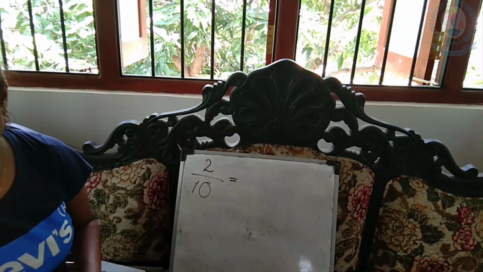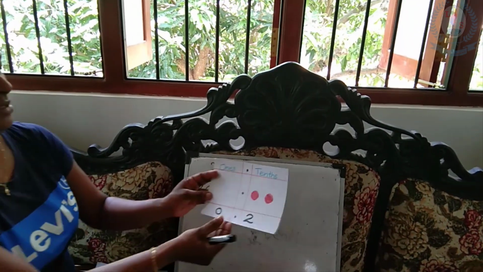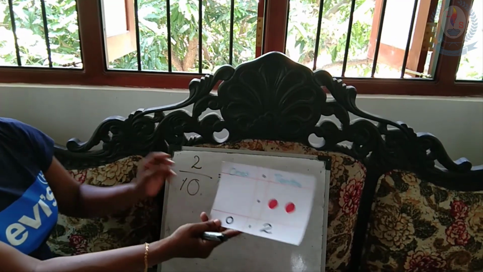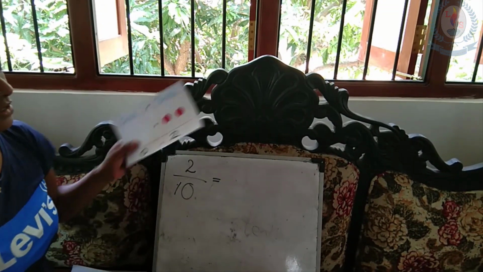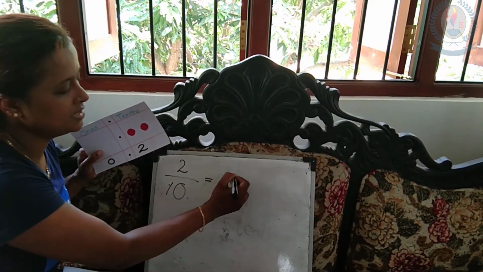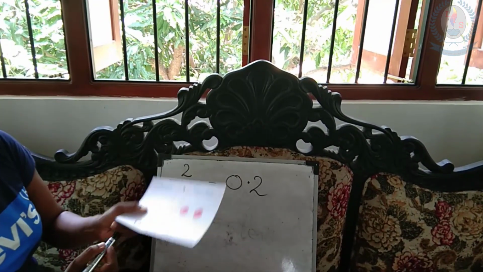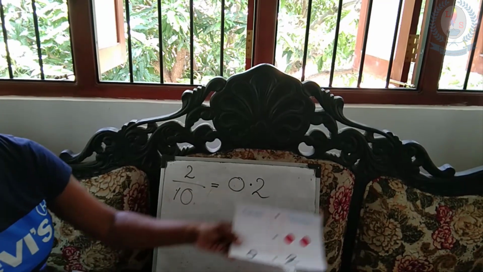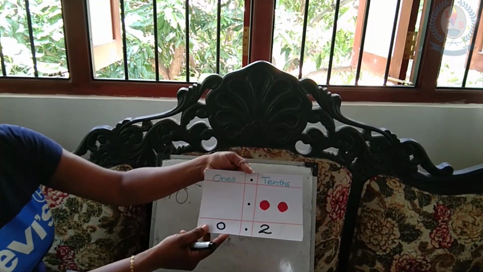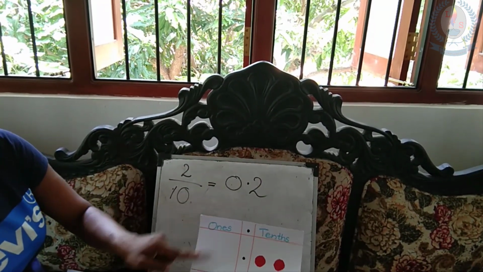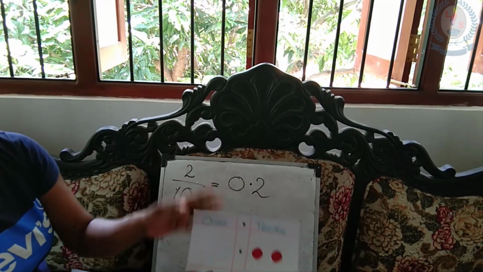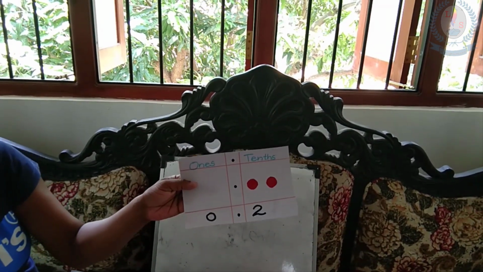I will show you the place value table. Here I can write this as a decimal, 0.2. Look at this place value table. No ones, 2 tenths, 0.2.